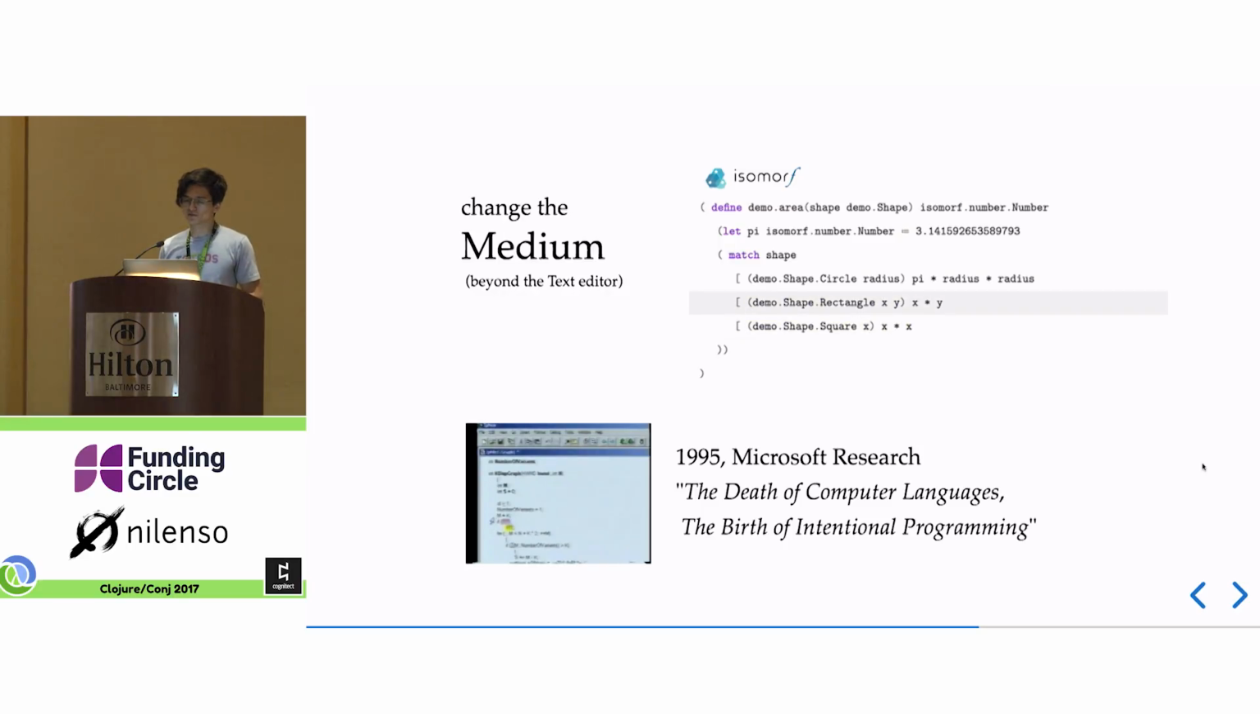So now we go to changing the medium. This is something called Isomorph, a structural editor. It's probably the most recent one. They treat syntax as font, so you can actually change the syntax. I chose Lisp here just so you could see what that would look like. And just to show you that this is nothing new, Microsoft tried this with their Visual Studio suite back in 1995. It looked really nice, but it was just canceled.